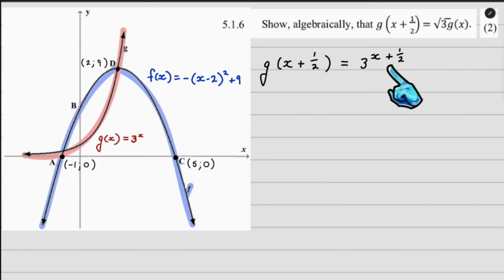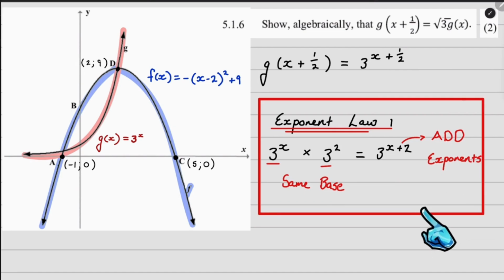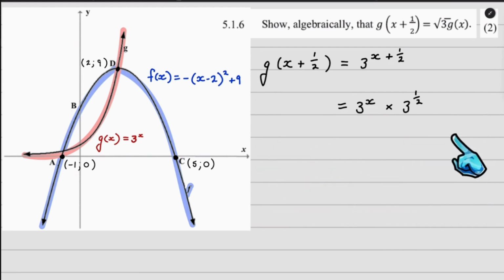So I'm going to use an exponent law to split this up. And it's law 1 of exponents. Law 1 of exponents states if you have the same base and you're multiplying, you add the exponents. But I'm going to do this in reverse. I've got this side and I'm going to split it up into this side. You can notice how I've split that up: 3 to the power of x times 3 to the power of half.